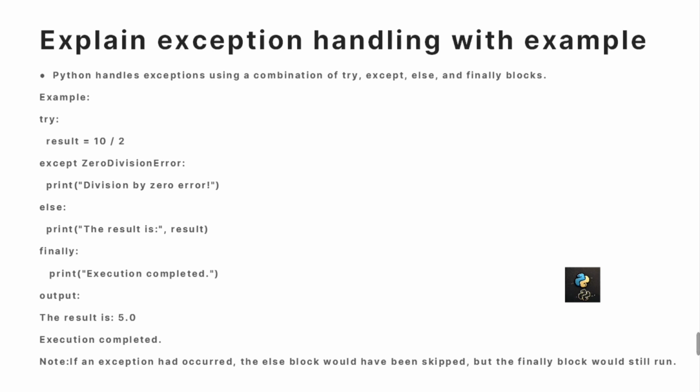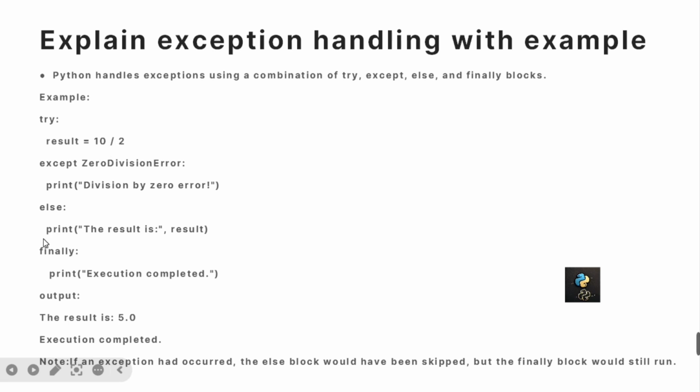Then later you can take an example, like in this slide, considering the zero division error handling. In the try block we are going to execute, that is we are trying to divide 2 by 10. So of course it will not throw an exception.